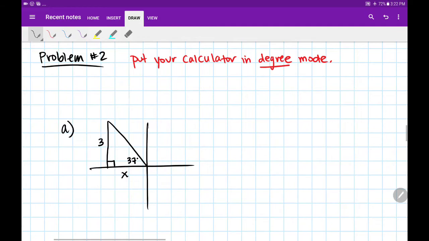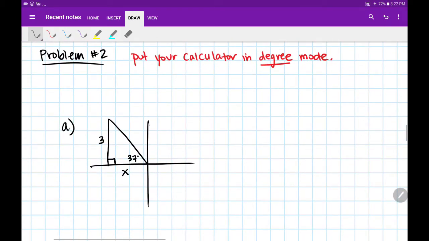Okay, we're going to be doing some math with our calculator for number 2. So make sure your calculator right now is in degree mode, however you can do that. If it takes a quick Google search, just make sure your calculator is in degree mode. Now, here, it's a slightly different problem because now I'm given theta. I actually know that this is 37 degrees, and I'm asked to solve for x.